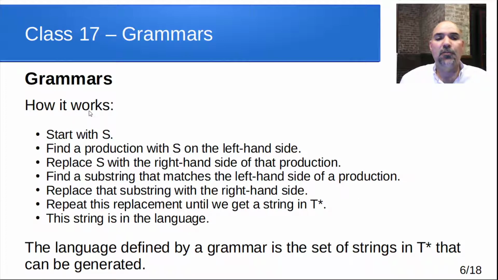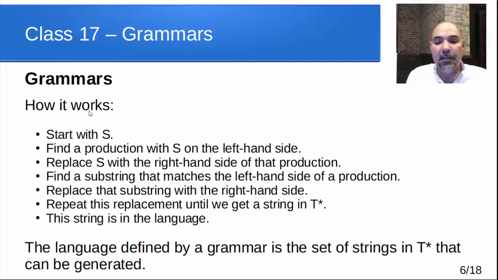Now let's look at the rules for how the grammar works. We start with the defined start variable S. Then we find a production that has only S on the left-hand side, and we replace S with whatever's on the right-hand side of that production. So we cut the left-hand side out and replace it with the right-hand side, which makes a new string. Then from that, we find a substring that matches the left-hand side of some production defined in our set of productions P.